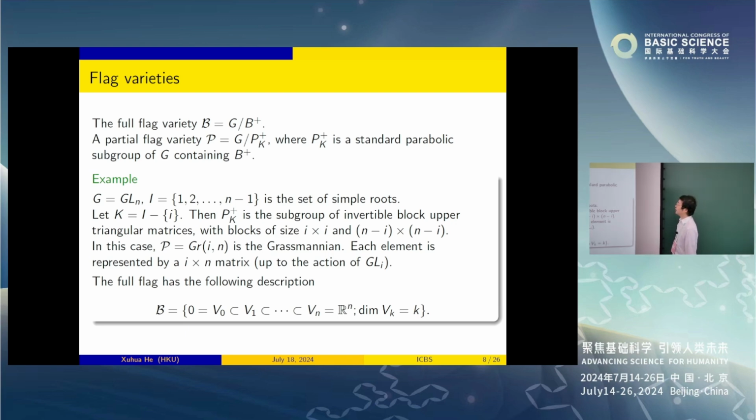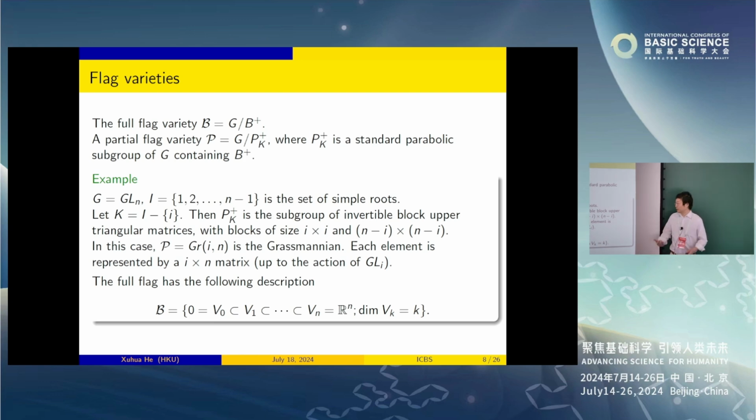And so in general, the full flag variety is just, we start from the group G, then we quotient out the fixed Borel subgroup B plus. And we can also think about the partial flag, G quotient out by P_K plus. And I also want to mention a special case of the partial flag, which has been studied quite a lot, the so-called Grassmannians. You fix the dimension and only look at the i-dimensional subspaces in the n-dimensional total space. So this is the Grassmannian, a special case of the flag variety.